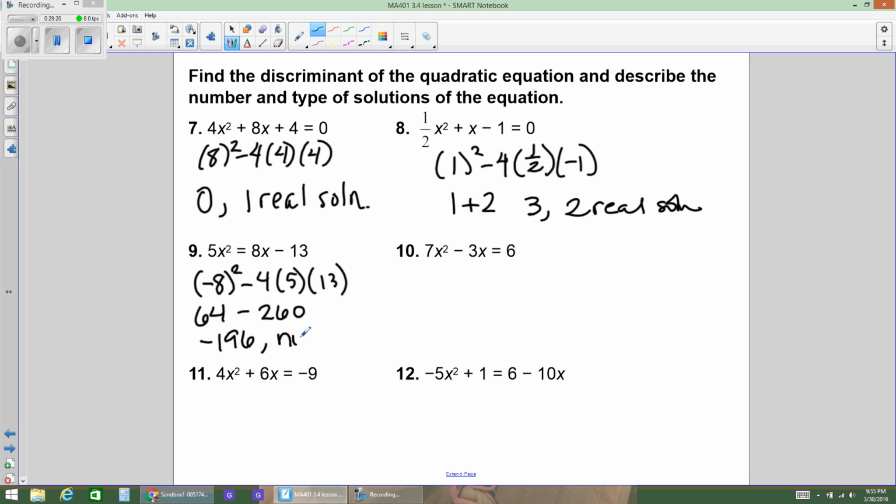So I know there's no real solution because there are two imaginary solutions.